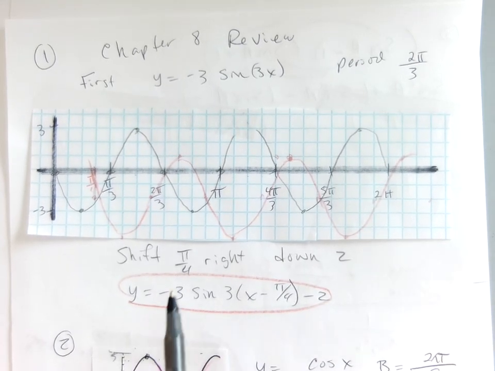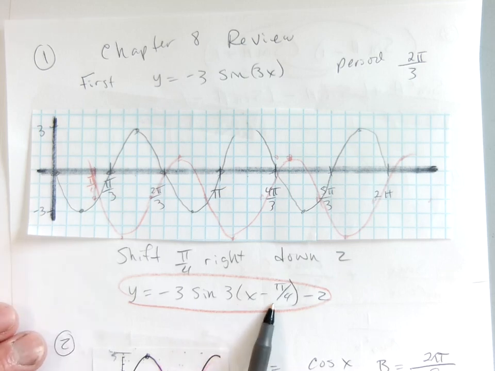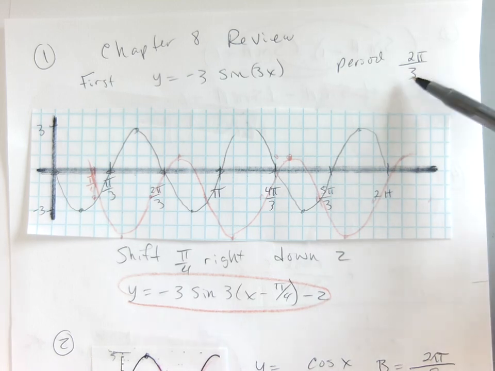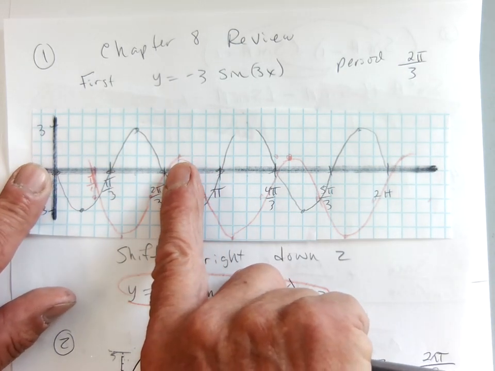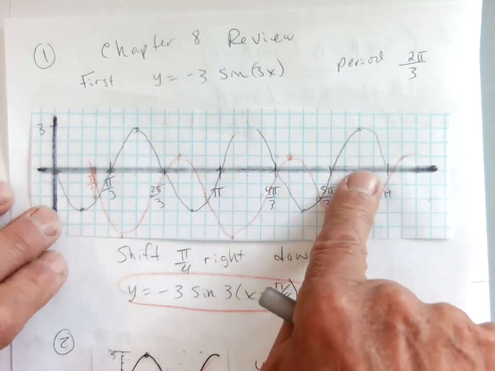First problem is y = -3 sin(3x - π/4) - 2. So I need a sine curve, but it's upside down. I need to get 3 curves within the 2π. So I took the 2π and divided by 3. So each curve is going to be 2π/3 in order to get 1, 2, 3 curves within that 2π.